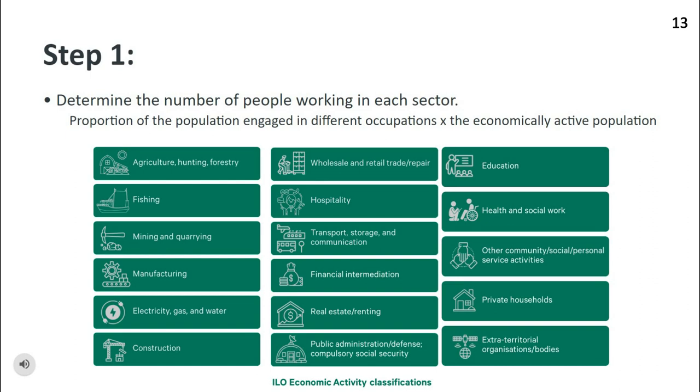The first step is to determine the number of people working in each sector. We, firstly, establish the proportion of the population who are engaged in different occupations and then multiply this by the number of people who are working. This can be described as an economically active population. Data on economic activities can be found in the International Labour Organization, or ILO, database, which distinguishes 17 economic activities, as you see in the diagram.